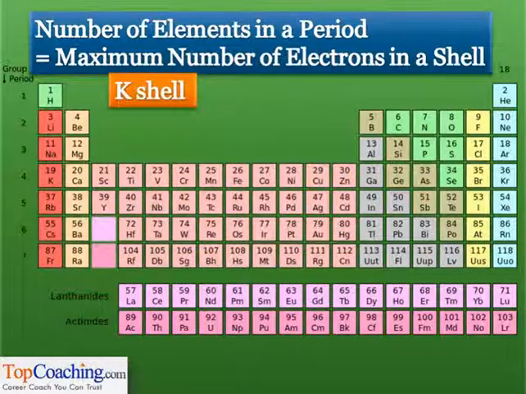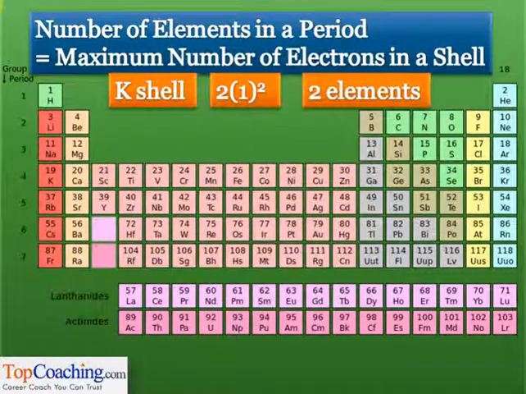The first period has just the K shell. The maximum number of possible electrons in the K shell is 2. We had learnt that there can only be 2 electrons in the first shell of an atom. Therefore, there are 2 elements, isn't it? By the 2n square rule, 2 electrons are possible, and so 2 elements are present.